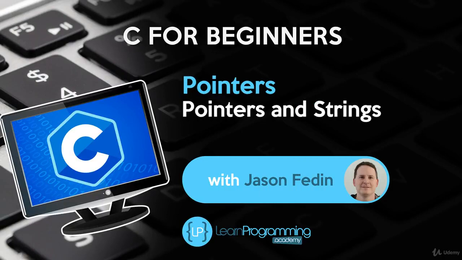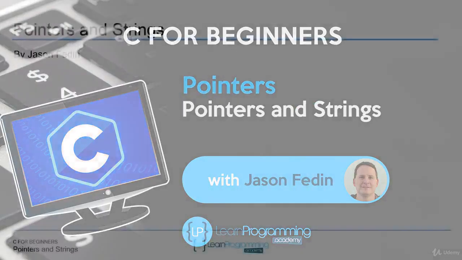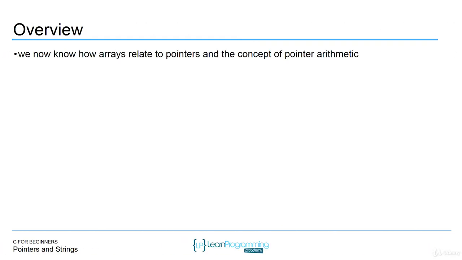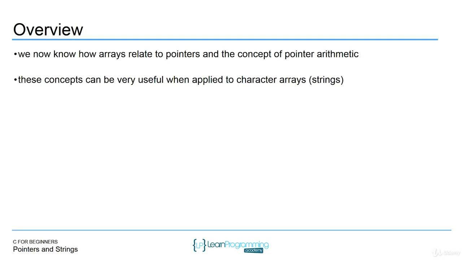Hello and welcome back. Now that we understand pointers in a little more detail, I want to talk about character pointers, mainly how you can use character pointers to represent strings. Strings are character arrays, multiple characters, words. So we now know how arrays relate to pointers and the concept of pointer arithmetic. Very, very useful concept. These concepts can be very useful when applied to character arrays, strings, because now we can easily traverse a string character by character.